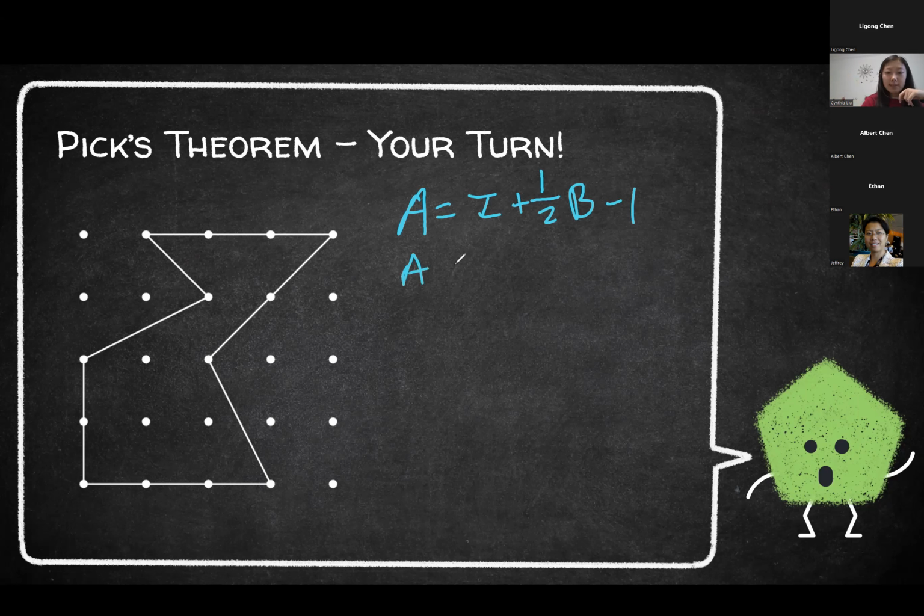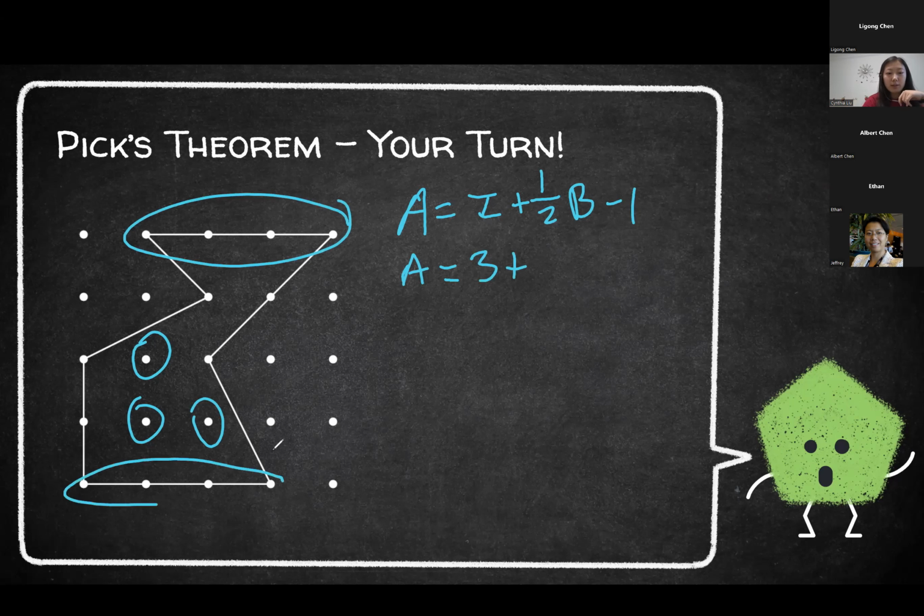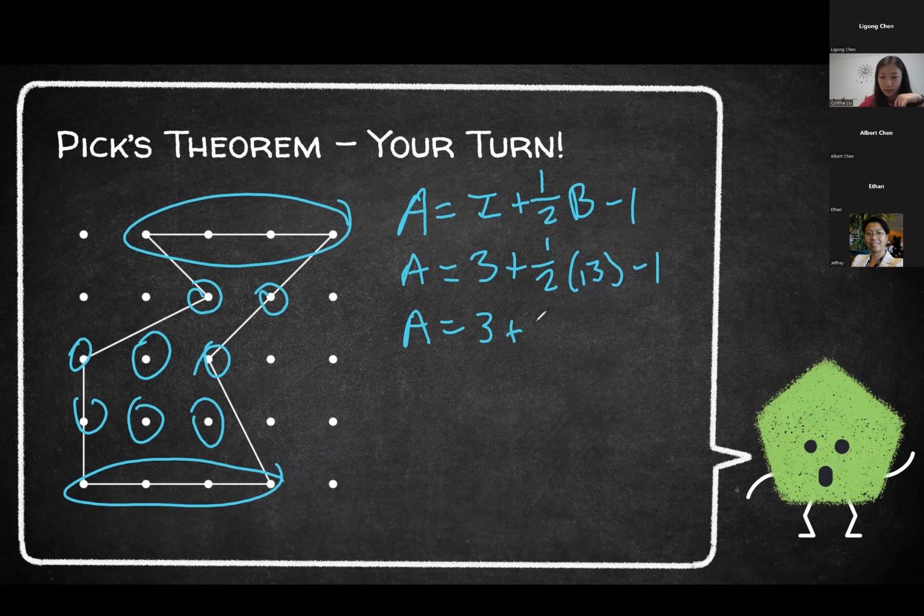So in this case, let's see how many points we have in the interior. We have just 3, right? So 3. And then we count on the boundary. There's 4 points here, another 4 here. That makes 8. And then we have 9, 10, 11, 12, 13 points on the boundary, right? So our area is equal to 3 plus 1/2 of 13, which is 6.5, minus 1. So our area will be 9.5 minus 1, which is 8.5. Again, it's just an easier way of finding the area of a polygon without counting how many triangles or whatever.